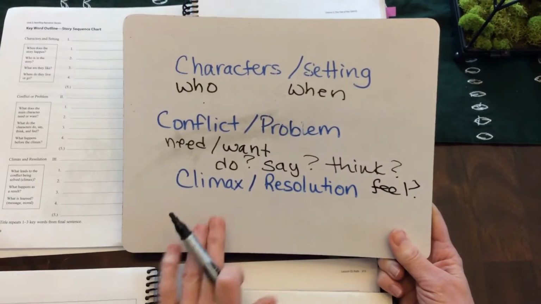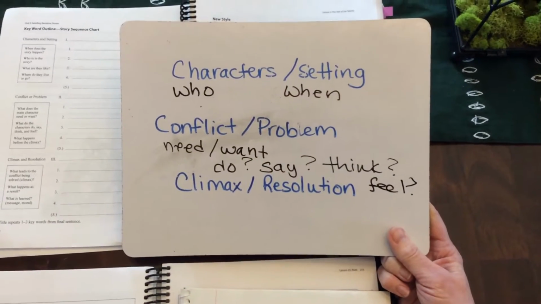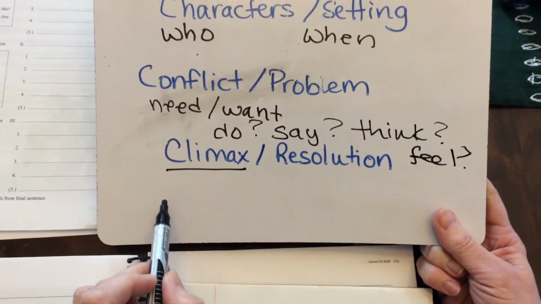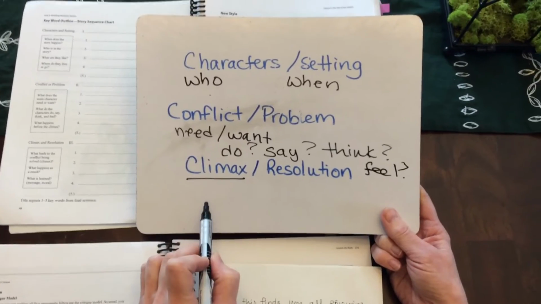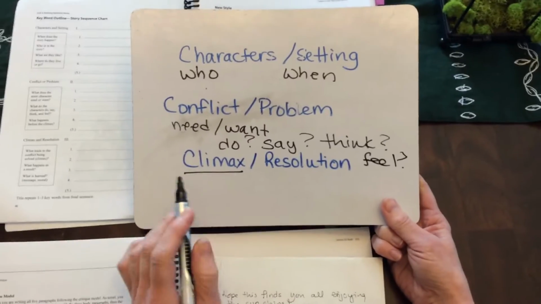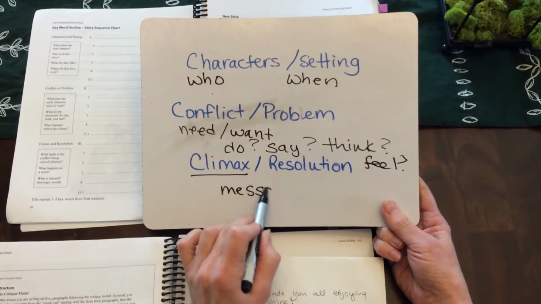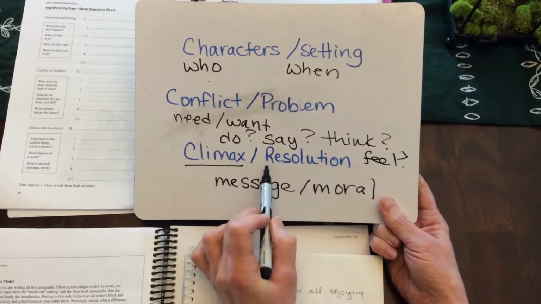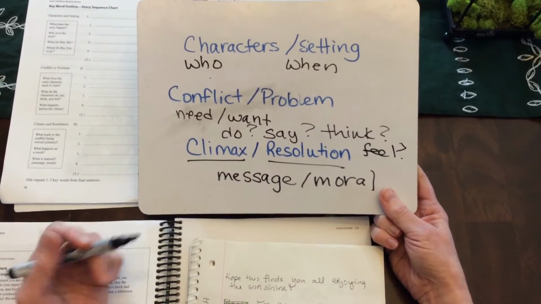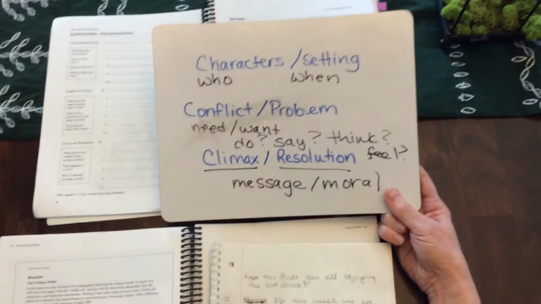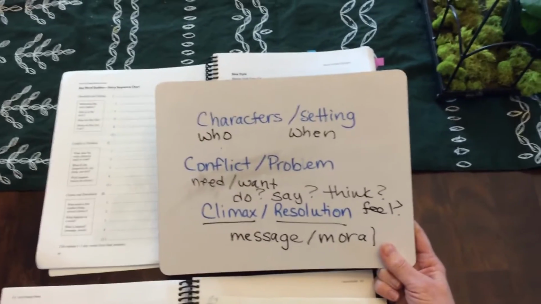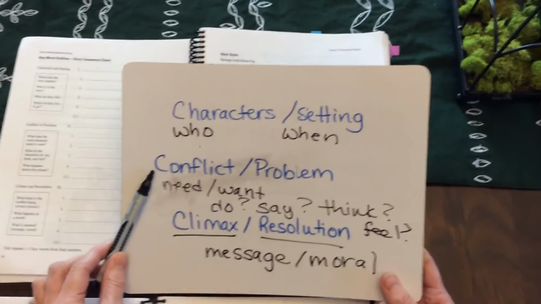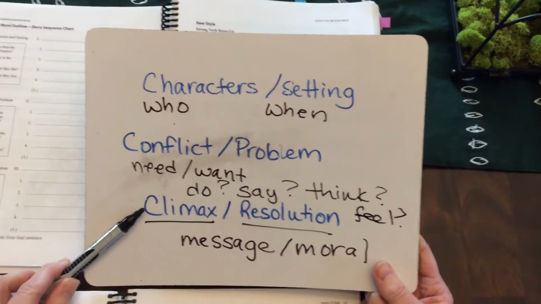Then, lastly, your climax or resolution, where the story resolves. What leads to the conflict being solved? That's the climax. What is leading to that? What happens as a result? What is learned? What is the message or the moral you can take away from the story? The resolution in Cinderella is the prince finds her, the shoe fits, they live happily ever after. So remember again, your characters and your setting, your conflict, your problem, your climax, and your resolution.